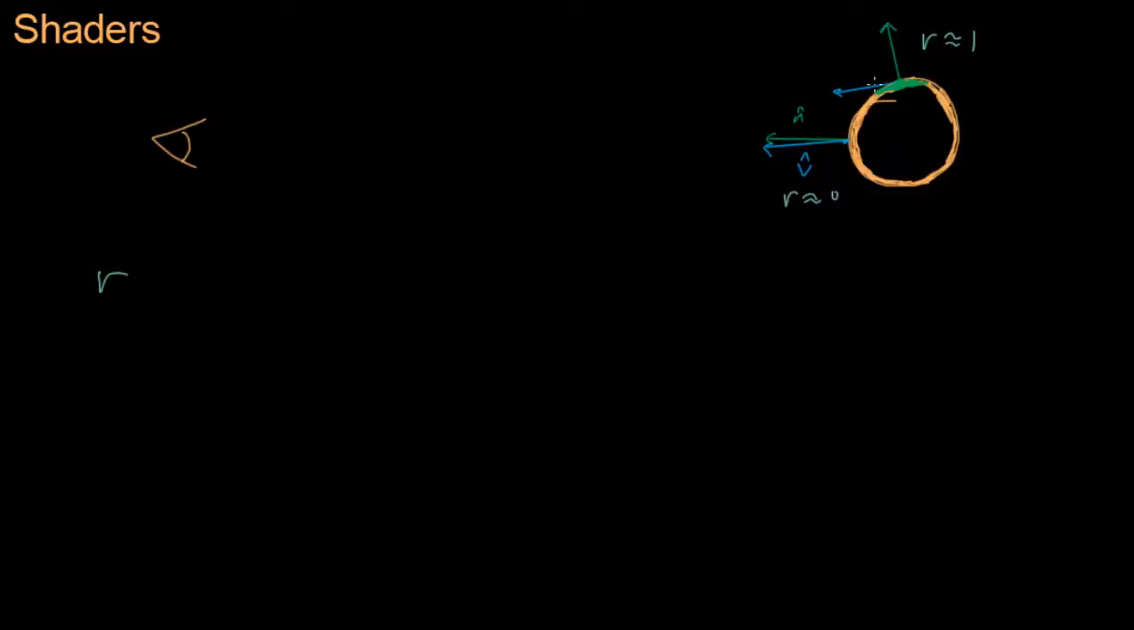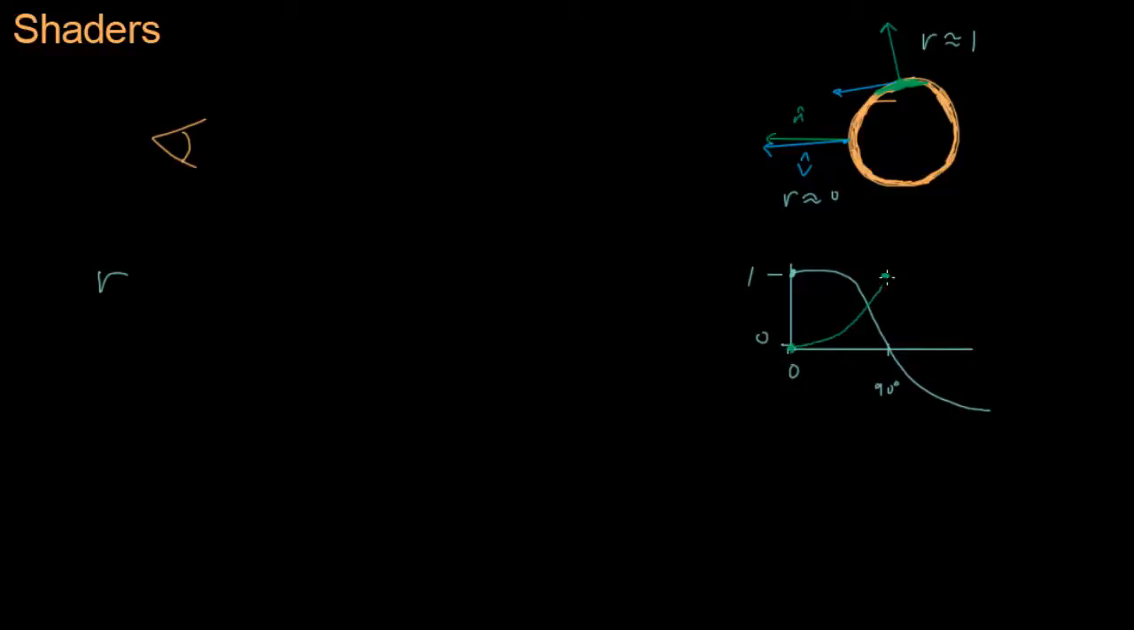Now notice that this is the exact opposite of our dot product. Our dot product, remember, is a cosine, and cosine looks like this, where when the angle between the two vectors is 0, the result of the cosine is 1, and when the angle is 90 degrees, the cosine is 0. But we want the opposite. We want that when the angle between them is 0, we have a rim light value of 0, and when the angle between them is 90, we have a rim light value of 1. And we can do that with 1 minus cosine.